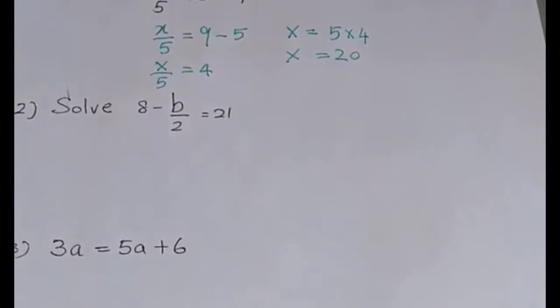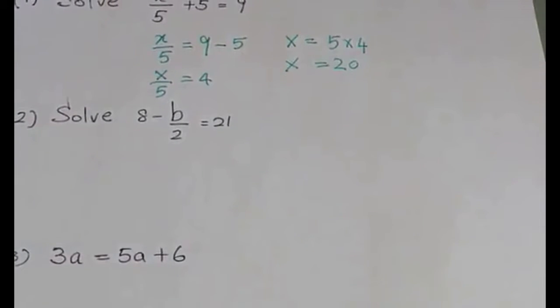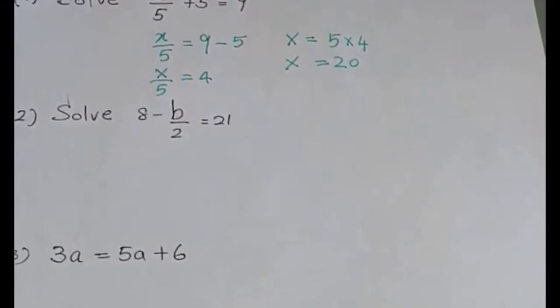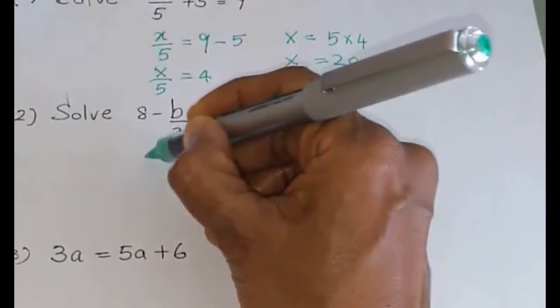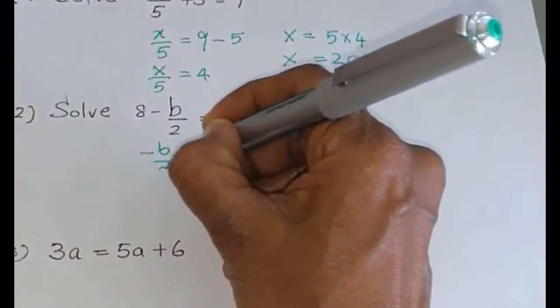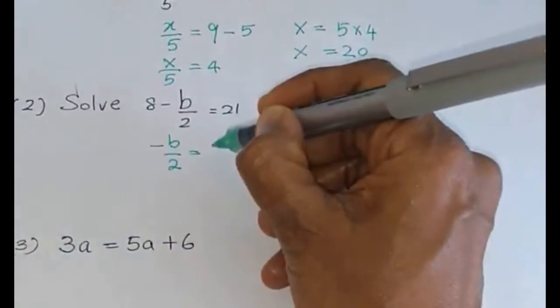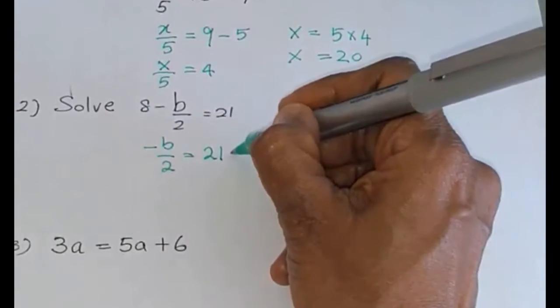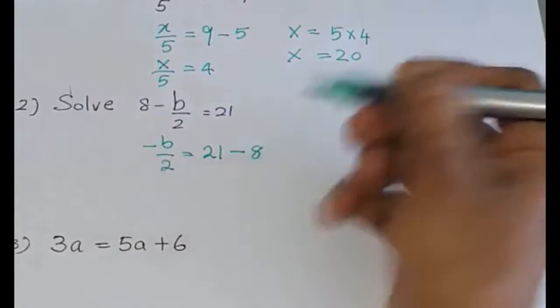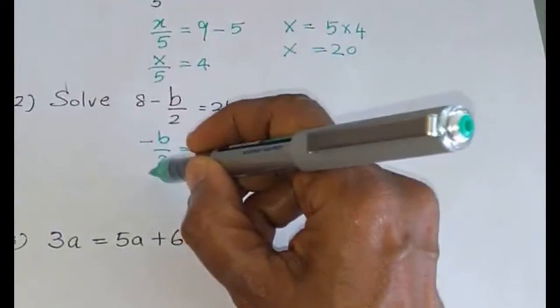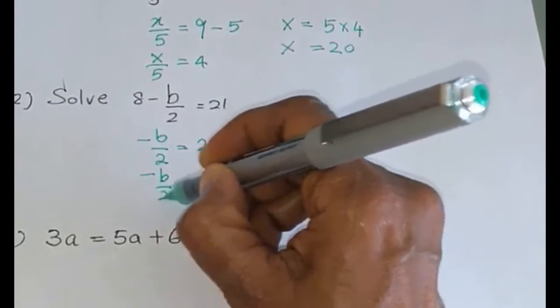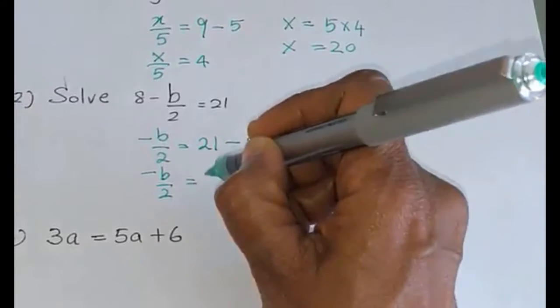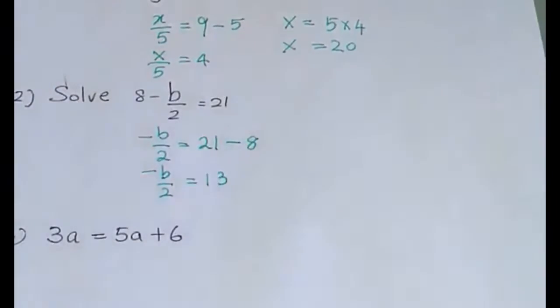Let's look at the second question. So that's 8 minus b over 2 is equal to 21. So I'm going to keep the variable term on the left and move the constants to the right so that I can simplify them. 8 is positive. When it's moved to the other side, it's going to be negative 8. So negative b over 2 is equal to 21 minus 8, which is 13.